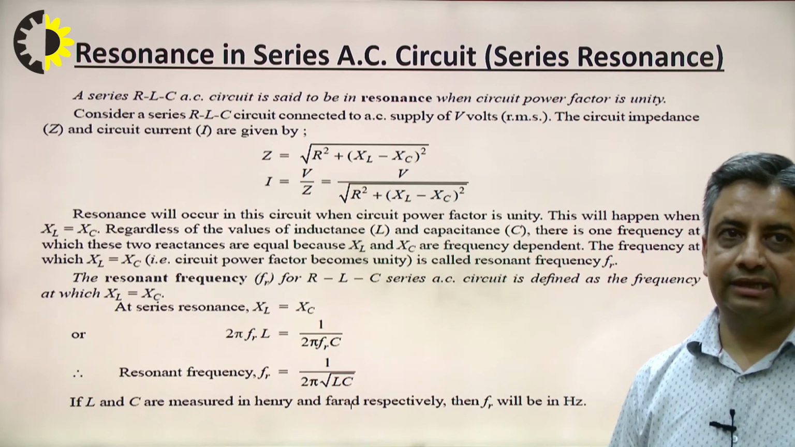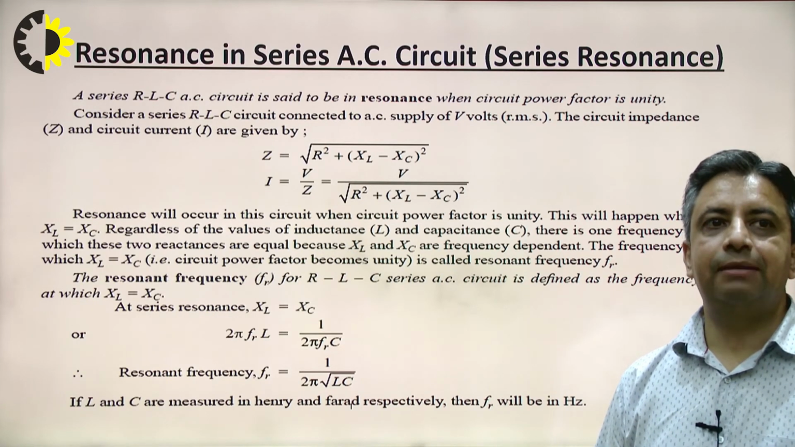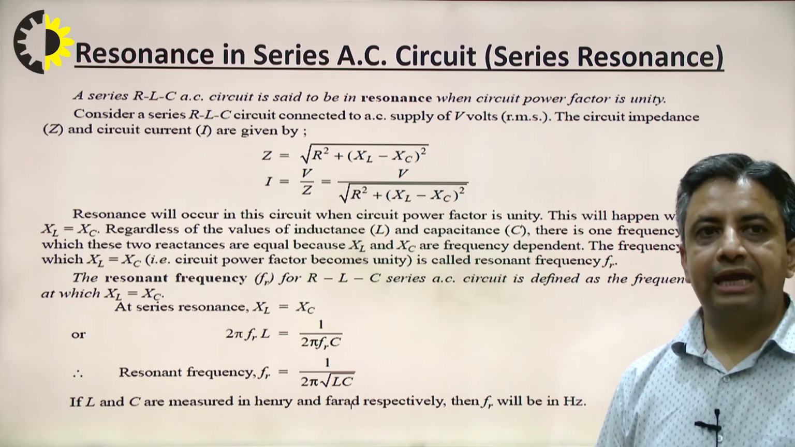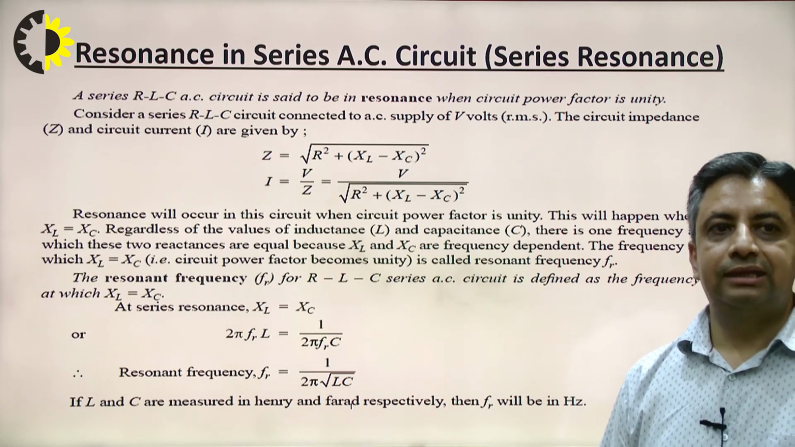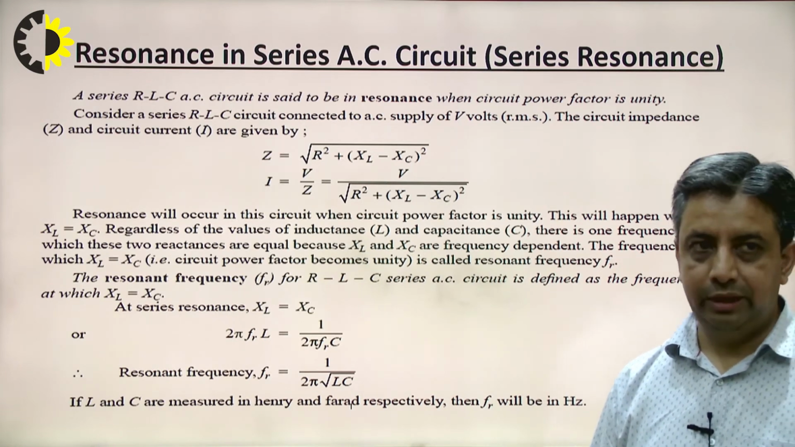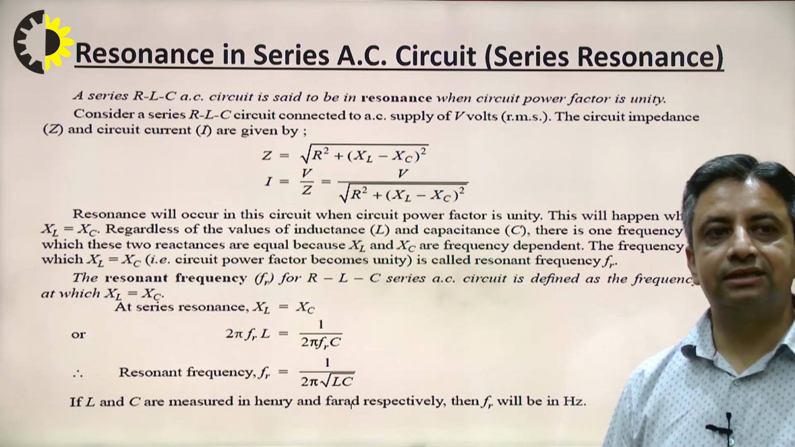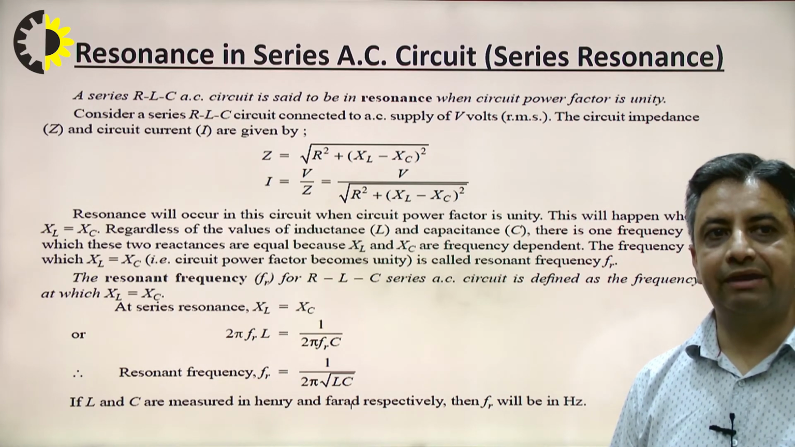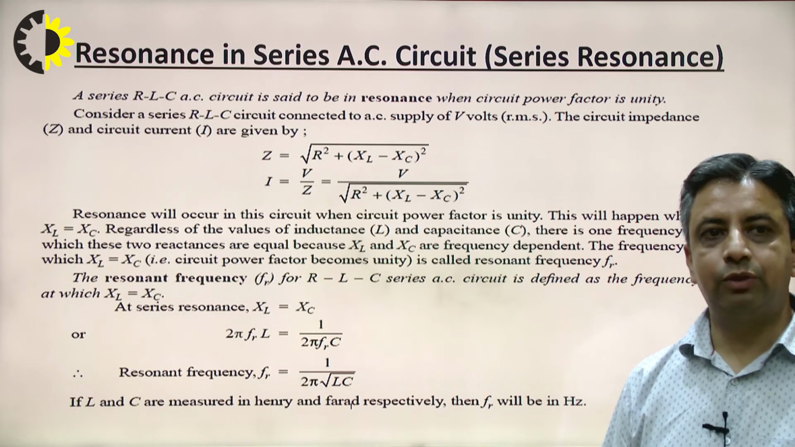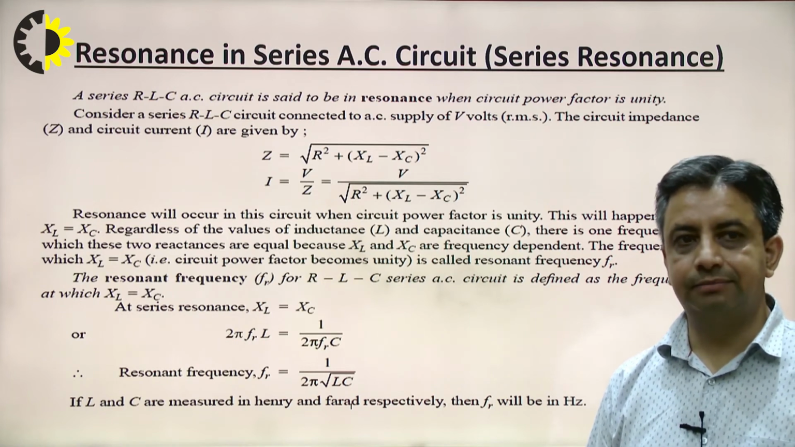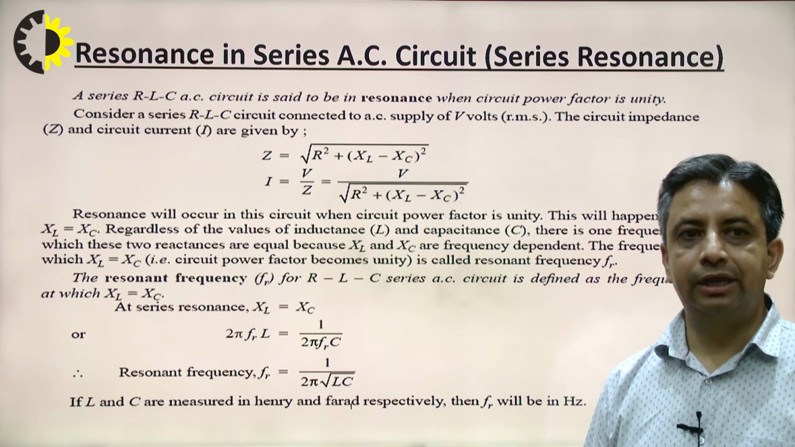Now, coming to the series resonance concept, if L and C are connected in series and resonance occurs in that circuit, then that circuit is called a series resonant circuit. The power factor of the circuit becomes unity only when XL is equal to XC. So, XL equal to XC is the condition for series resonance. We know that XL is equal to 2 pi FR L and XC is equal to 1 by 2 pi FR C. Using these expressions, we can find the resonant frequency. It comes out to be 1 by 2 pi under root LC.